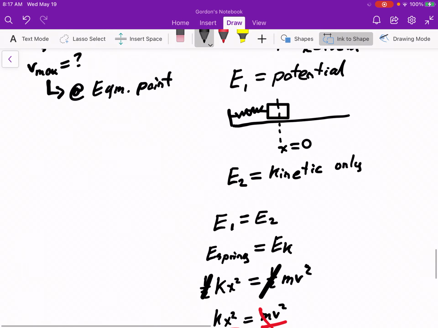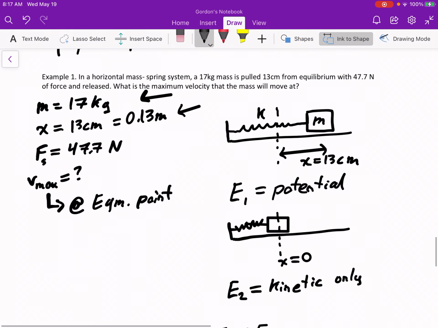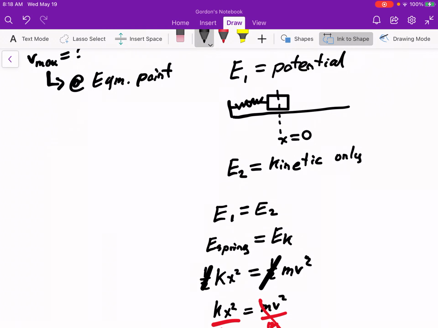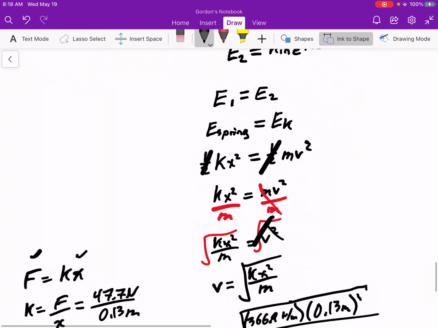So what we did here is we said that the total energy at the start was going to be equal to the total energy at the end. The only type of energy we had at the start was potential. The only type of energy we had at the end was kinetic.